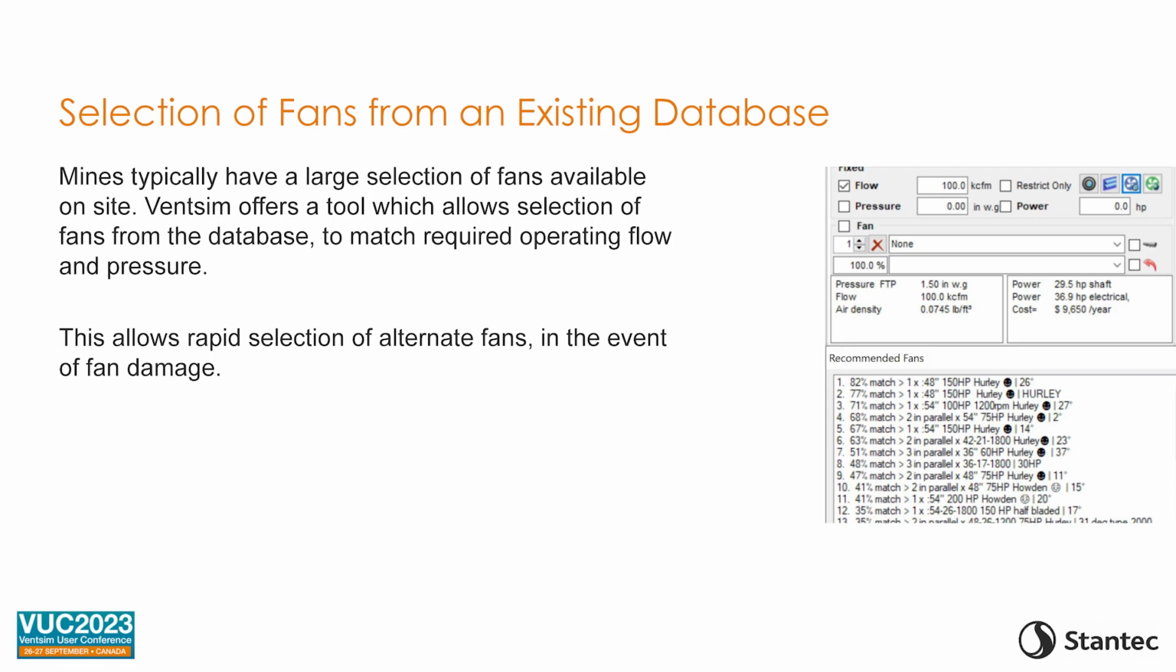Sometimes you might need to install two fans in series to make the same duty of the one fan, but it's a good tool because you can look at what fans you have and utilize them. And especially when you're in an operational mine, you shouldn't be using fixed flow because it can mess up your ventilation system. So making sure that you have a fan curve that's off an actual fan is very important.